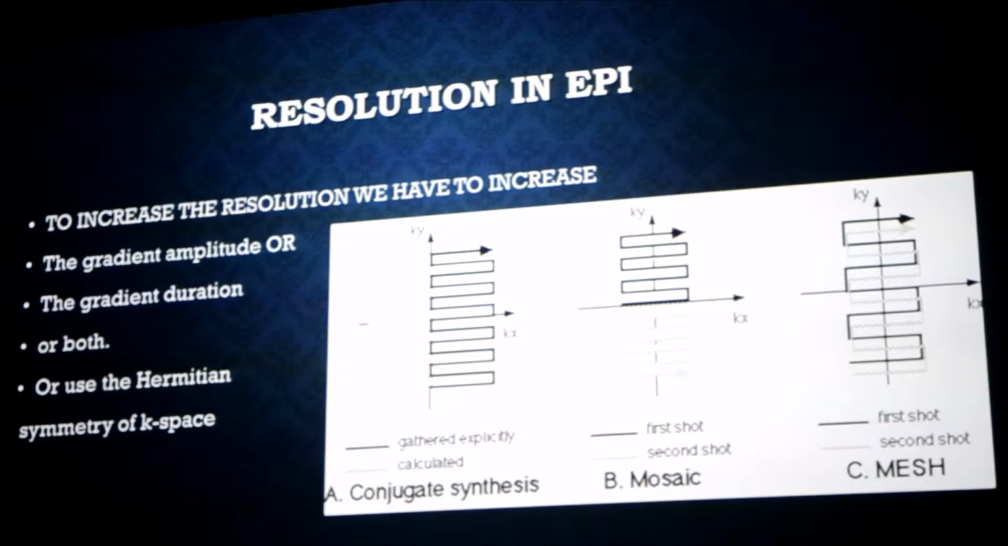So to increase the resolution, we move to multi-shot EPI, or we gather our data in the right half and then use the conjugate symmetry property of K-space, and we reconstruct our image by calculating the left half of the K-space data.